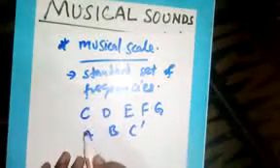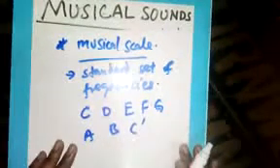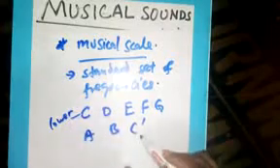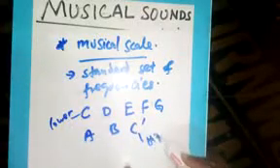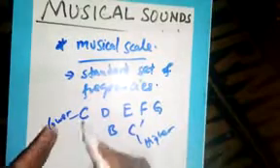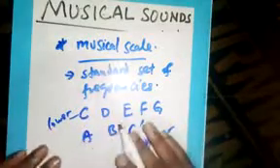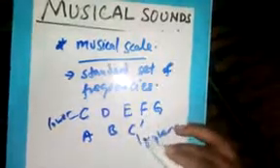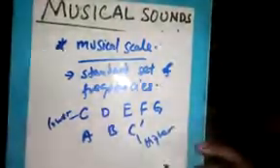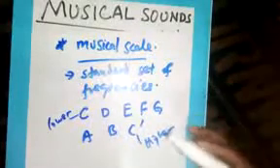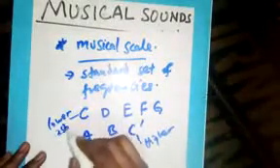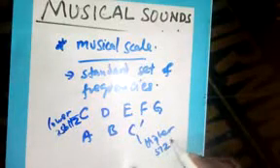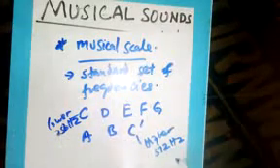These are not letters. These are the frequencies. C is lower frequency, while C dash is higher frequency. Therefore, when you begin with C, that means you begin at a low frequency or at a low sound. But when you go to C dash, that means you must go to higher sound. For example, this is 256 Hz, while this one is 512 Hz. Therefore, this is lower, this is higher.